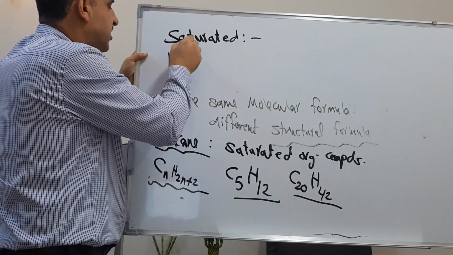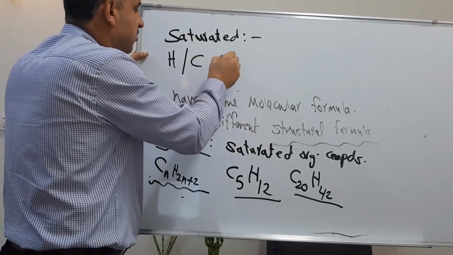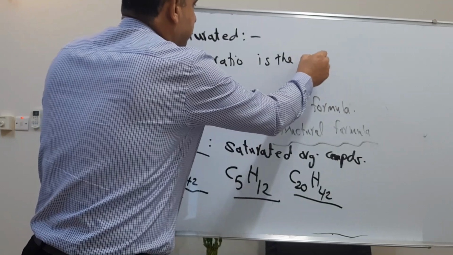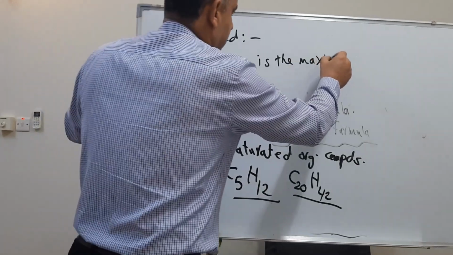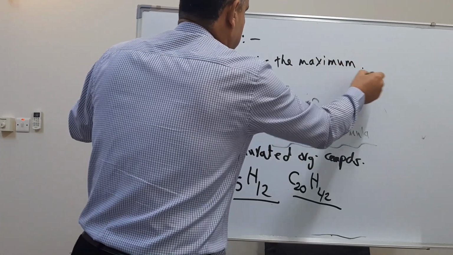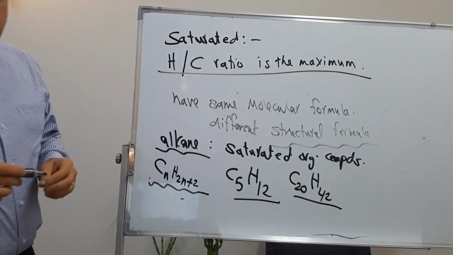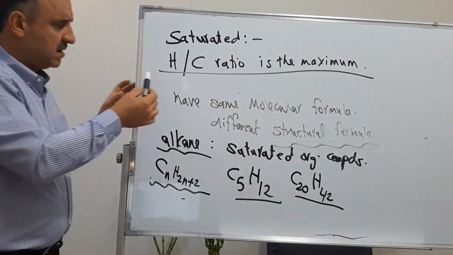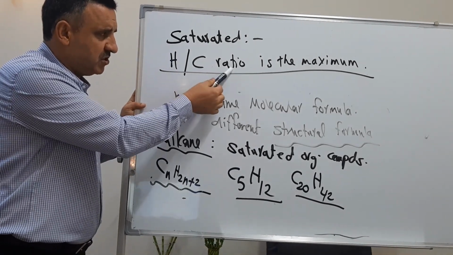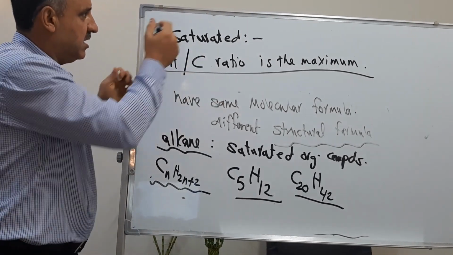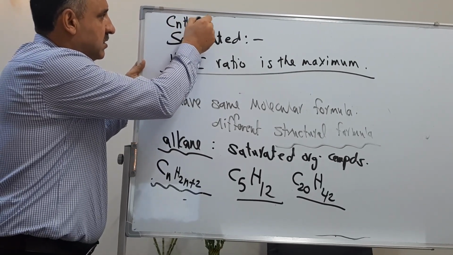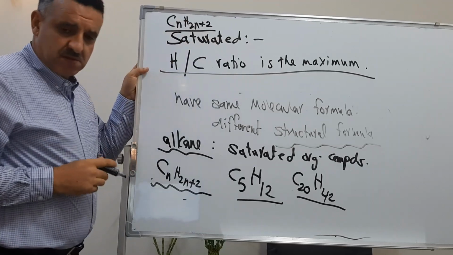So saturated means the hydrogen to carbon ratio is the maximum. No other organic compound can have a higher hydrogen to carbon ratio than CnH2n+2. Do you follow me?